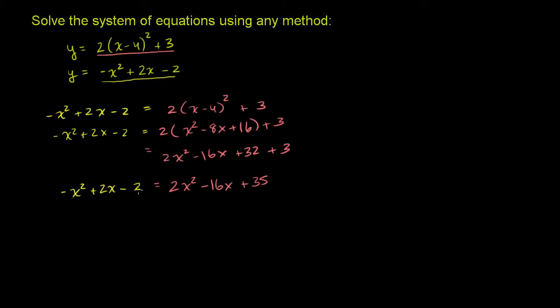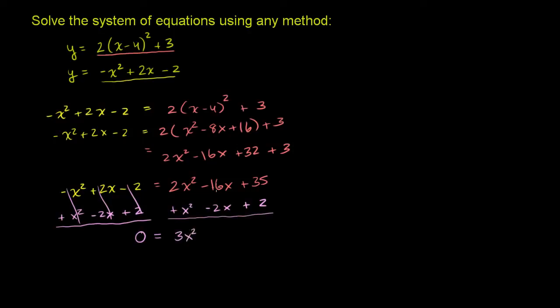And now let's just get rid of this whole thing from the left-hand side all at once by adding x squared to both sides. We could do it in one step. We're going to add x squared to both sides, subtract 2x from both sides, and add 2 to both sides. And we will get, on the left-hand side, those cancel out. You're left with 0 is equal to 2x squared plus x squared is 3x squared. Negative 16x minus 2x is negative 18x. And then 35 plus 2 is 37. So we just have a plain vanilla quadratic equation right here.